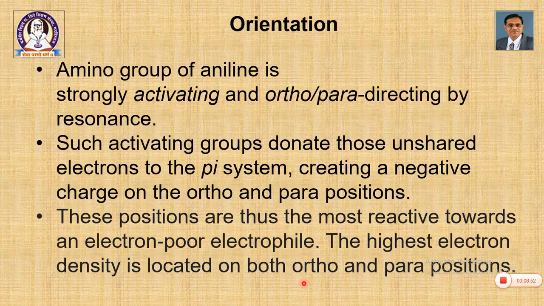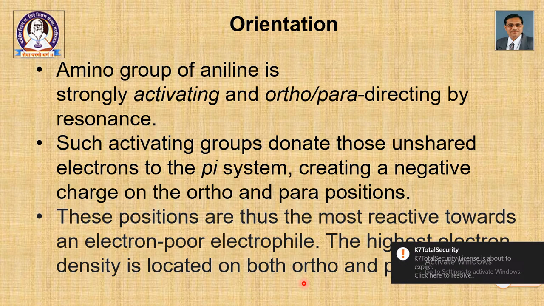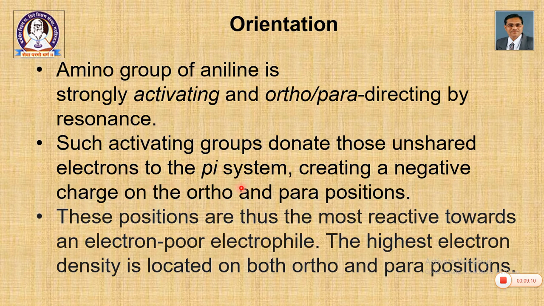So, we will see the general idea once again. The justification is that the amino group of aniline is strongly activating and ortho para directing by resonance. Such activating groups donate those unshared electrons to the pi system, creating a negative charge on the ortho and para positions. We will see the structures. These positions are thus the most reactive towards an electron poor electrophile, that is, an electron deficient electrophile. The highest electron density is located on both ortho and para positions.